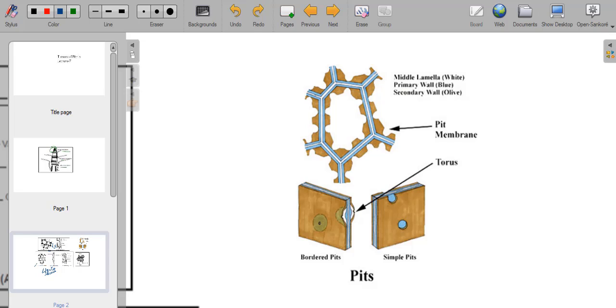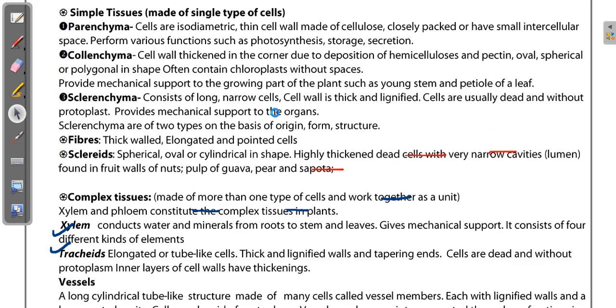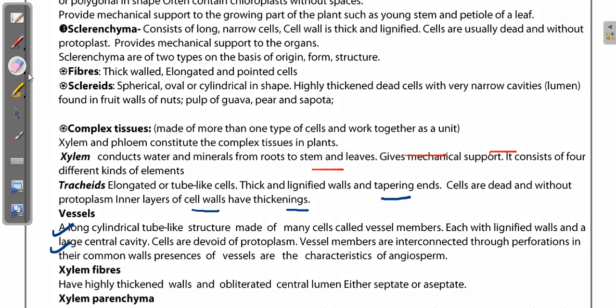Alright, so let us try to understand the next type of tissues. The next type of tissue we're going to learn about is the complex permanent tissues, or complex tissues. The complex tissues are made up of a greater number of cells.